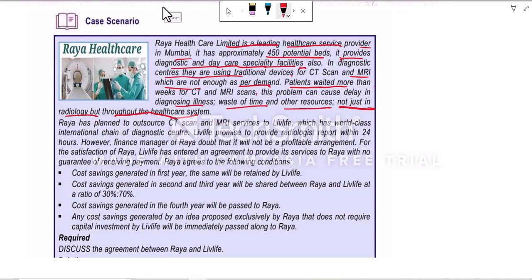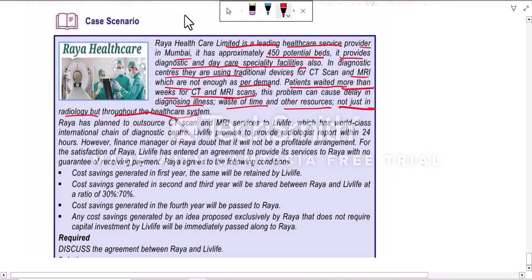What are they telling here? They have some diagnostic centers, but patients need to wait longer hours for CT scan and MRI scan. It is taking more than a week, more than weeks. So what will be the problem? They can become more ill, and there's a lot of loss of time and resources, because till the report comes we need to sit idle, and it will be a big loss to the healthcare system itself.